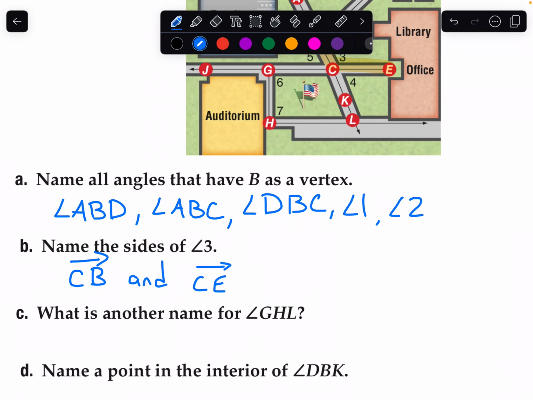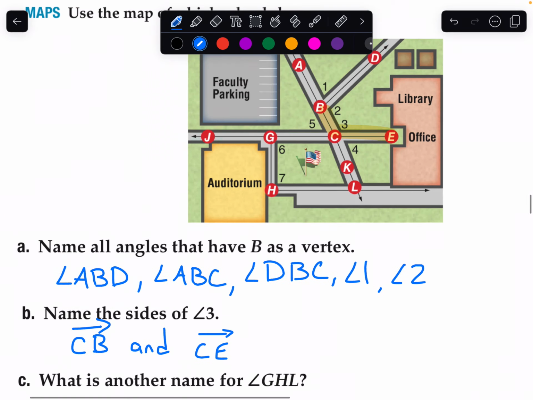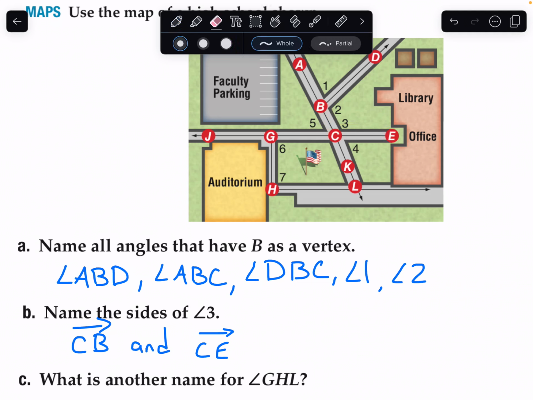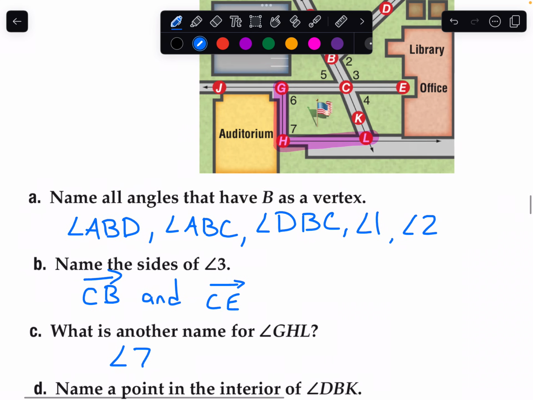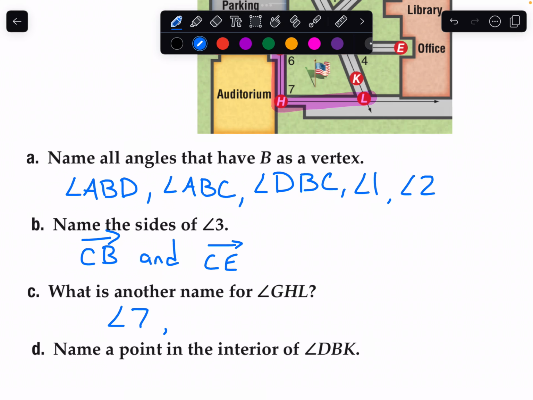How about another name for angle GHL? Let's find and trace angle GHL. G to H to L right there. Looks like angle number 7. So we can call it angle 7. Any other angles from H? H only has those 2 rays, so no, so you could just call it angle H. That would be acceptable here.